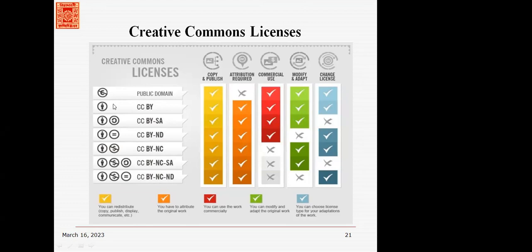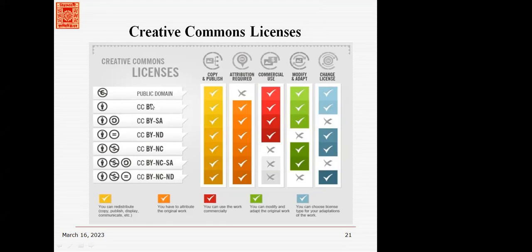So if we see this logo, that indicates CC BY. This is one of the Creative Commons licenses. And there you see some important permissions listed here: copy and publish, whether attribution is required or not, whether we can use it for commercial purpose or not, whether we can modify the content or not, and whether we can change the license or not.